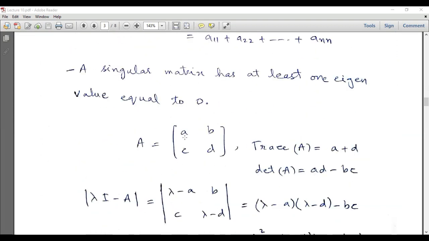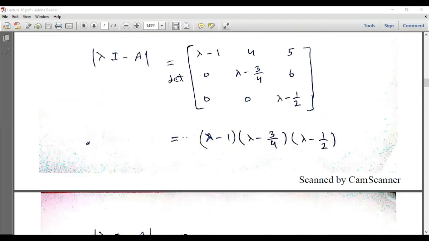So that is all about some important properties of eigenvalues and eigenvectors.